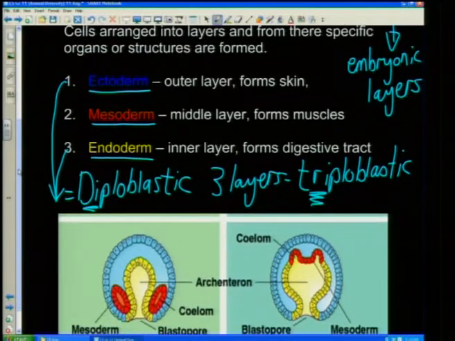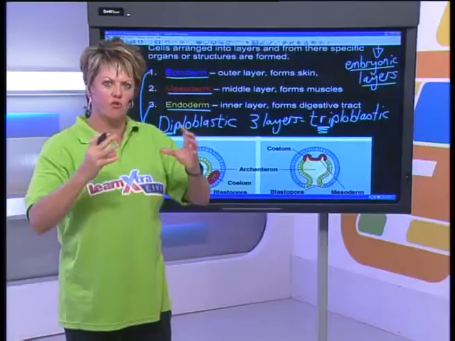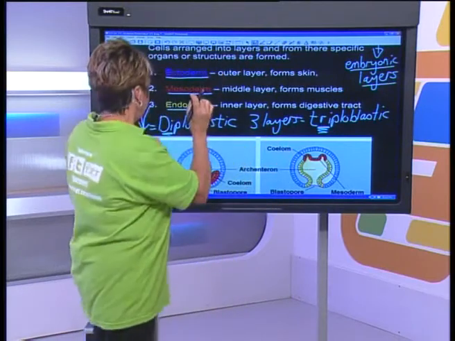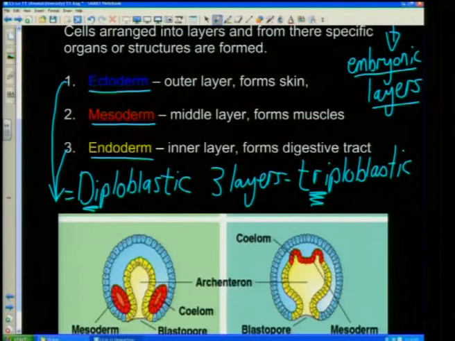So what's the importance of these three germ or tissue layers? During embryonic development, what develops from each layer as the embryo grows into an animal or into a human being? From the ectoderm, mainly what develops is the skin. The mesoderm, the middle layer, forms the muscle tissue, mainly the muscles. There are other organs as well, but mainly those. The endoderm, the inner layer, will form the digestive tract.